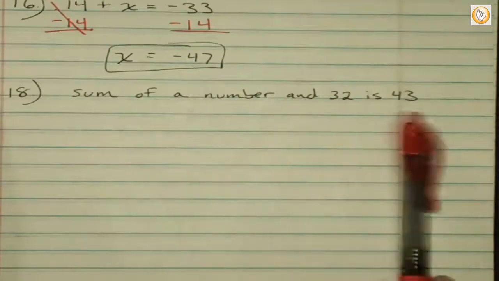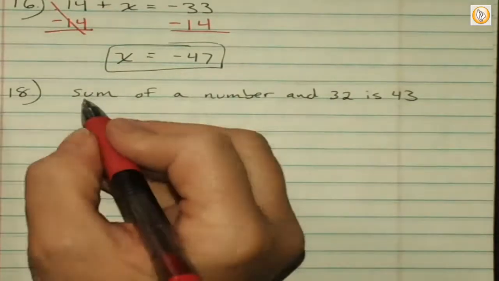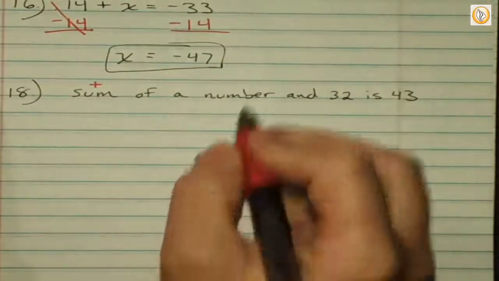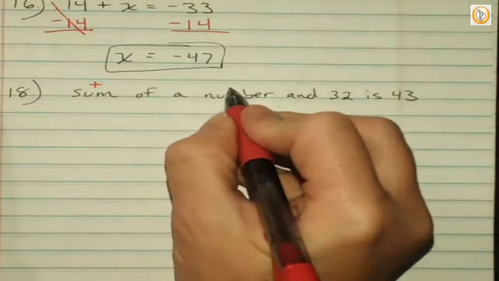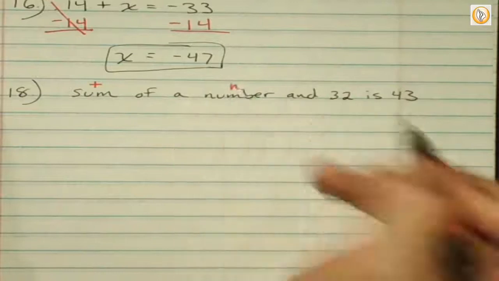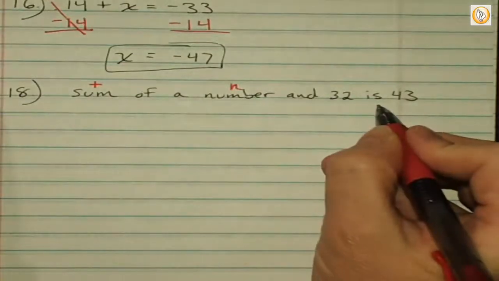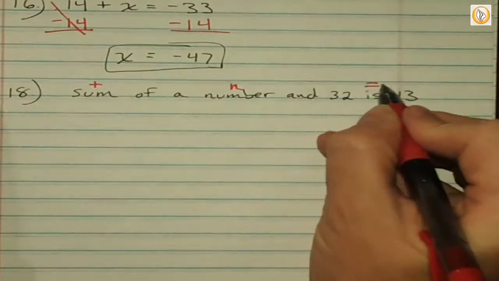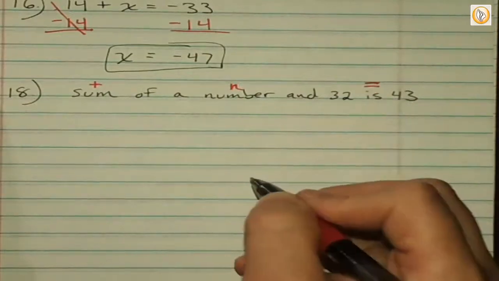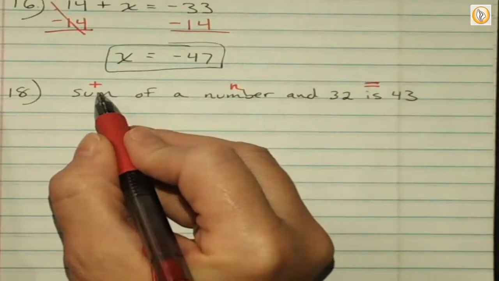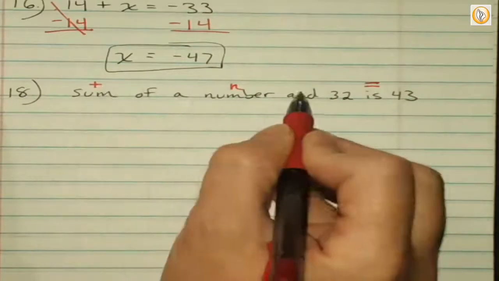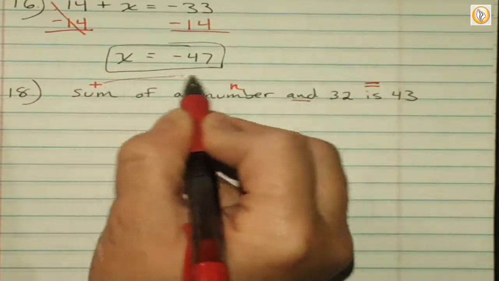So Joseph, first we have to write the equation. What does sum mean? Adding. What is number? n. What did I tell you a while back is? An equal sign. Yeah, you need to remember is equal. Where does the plus sign go? Between number and 32. Very good.